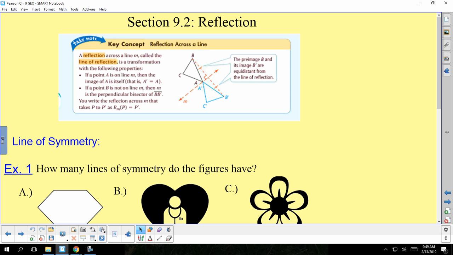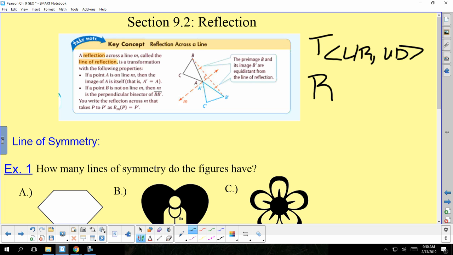If a point B is not on the line, then M is the perpendicular bisector of B and B prime. So the line of reflection will be the perpendicular bisector of the line between the point on the pre-image and the image. Okay? We write reflection as a big R and then state the line of reflection. So remember translation. We used the notation big T, and then we did left or right, up or down. For reflection, we use big R, and we simply state what the line of reflection is.